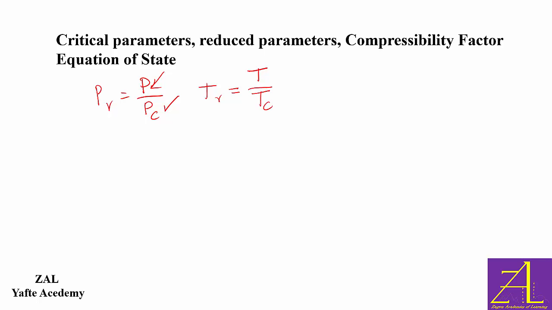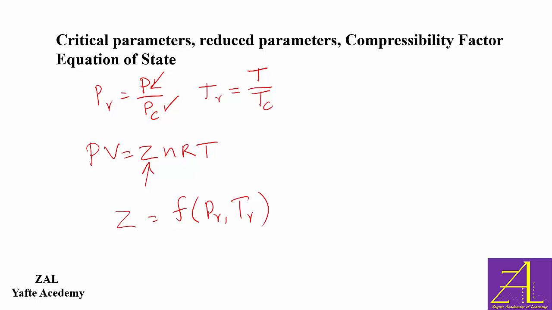We can write an equation of state for real gas as PV equals ZnRT, where Z is the compressibility factor. Z is a function of PR and TR, and we can read Z from charts that we will see two of them here.